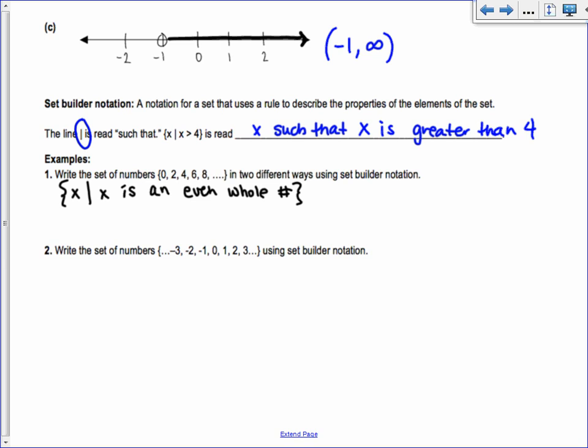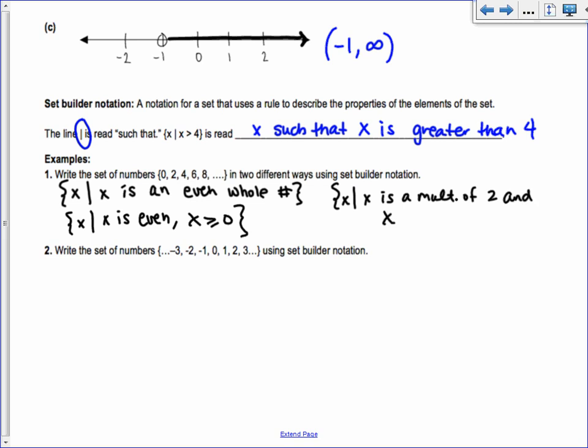You can write it out. I like it because you can just use it. Another way, you could say x such that x is even, and x is greater than or equal to 0. That works. You could also say x such that x is a multiple of 2, and x is greater than or equal to 0.